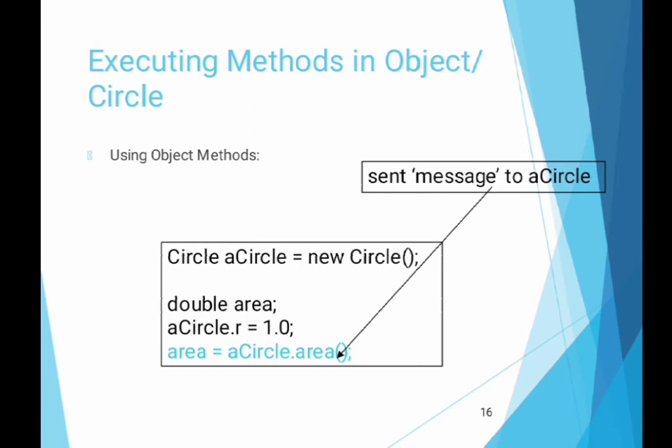Then how can we execute that particular method? In the same way as we access an object's variables, we can execute a method by using the dot operator. For example, circle A circle equal to new circle, double area, A circle dot r equal to 1.0, and area is equal to A circle dot area.